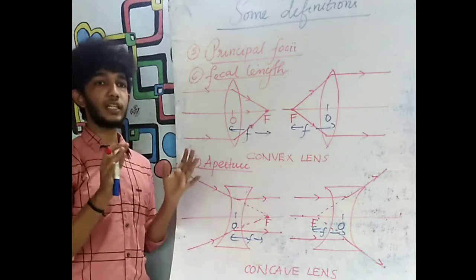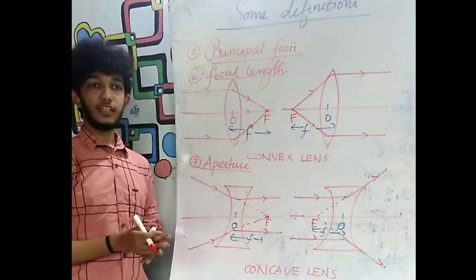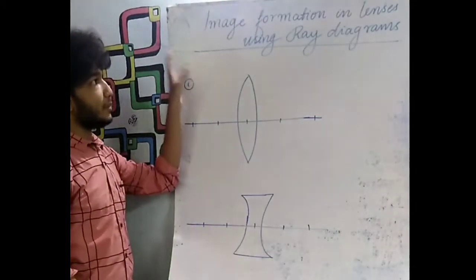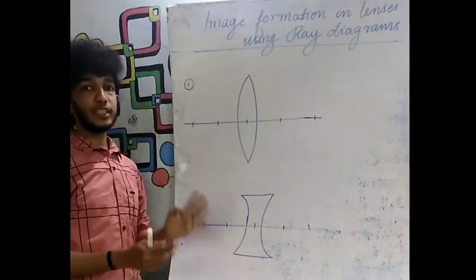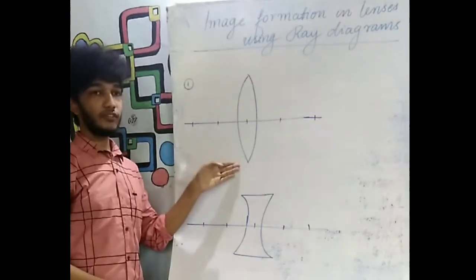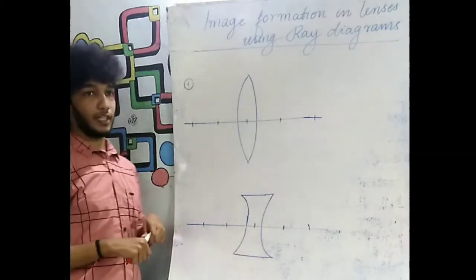Now let us learn what are the rules that have to be followed while drawing ray diagrams. So now we are going to see the image formation in lenses using ray diagrams. On the board I have drawn a convex as well as a concave lens, and let us discuss the three rules one by one.